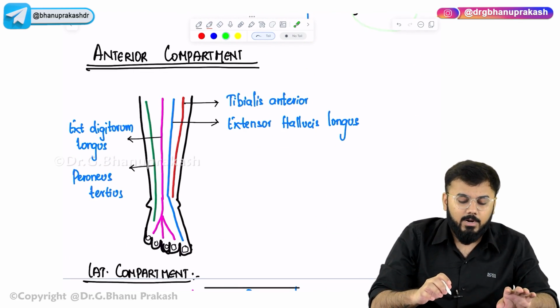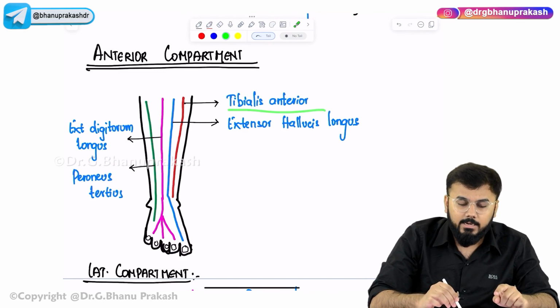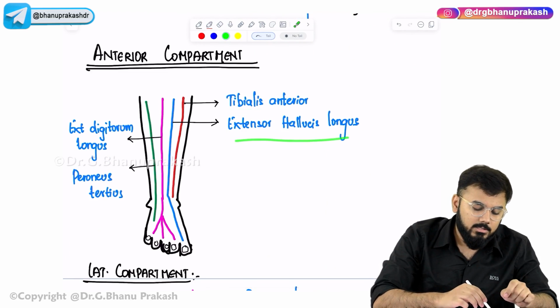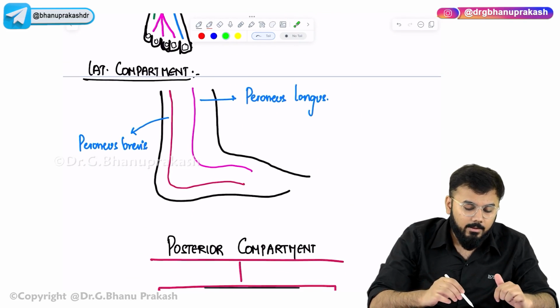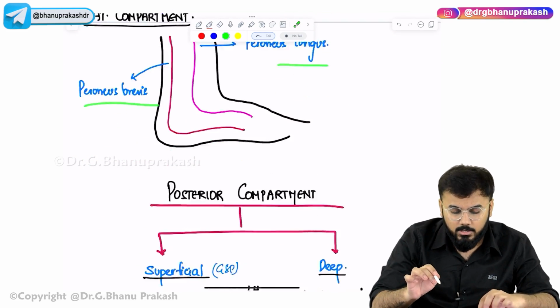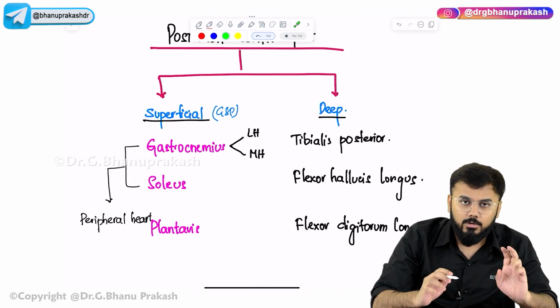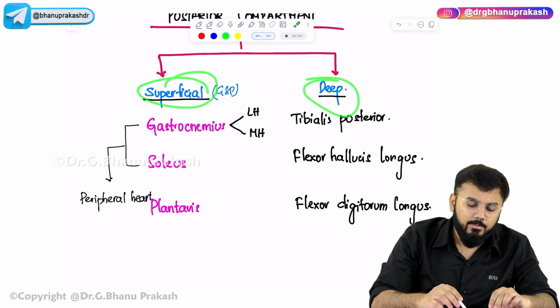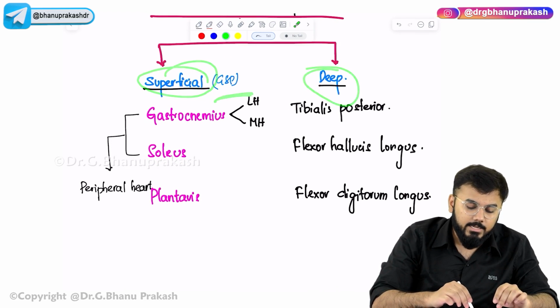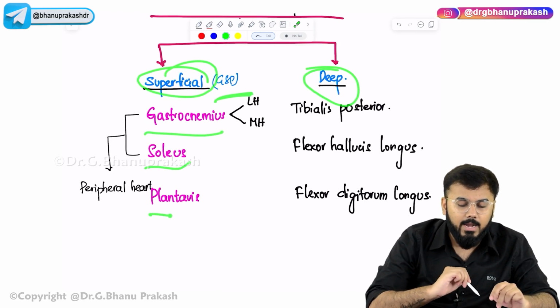Coming to the anterior compartment, you have got tibialis anterior. So these are the muscles: extensor hallucis longus, extensor digitorum, peroneus tertius. Coming to the lateral compartment, brevis and longus we have got. Posterior compartment, we have got two, as I told you. Posterior is divided into superficial and deep. Superficial, remember the mnemonic GOSIP. G stands for gastrocnemius, soleus and plantaris.